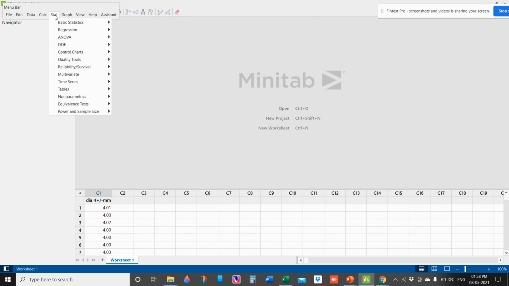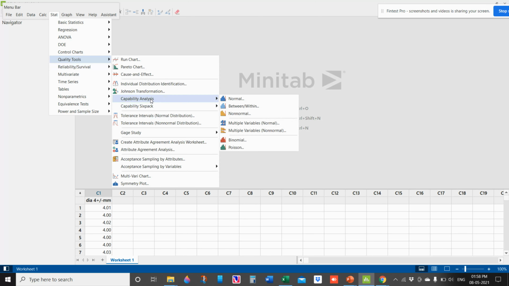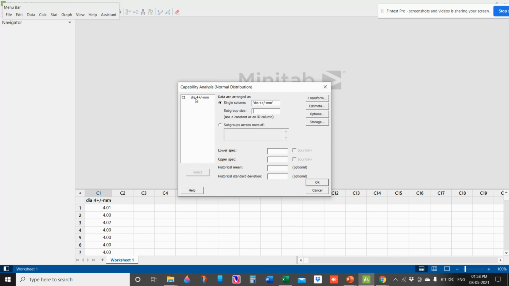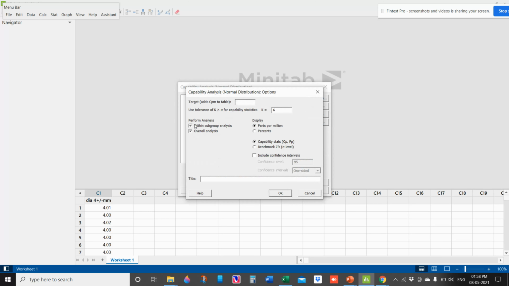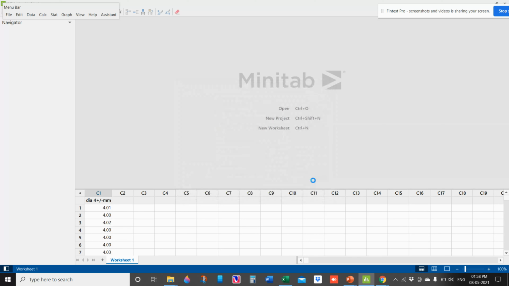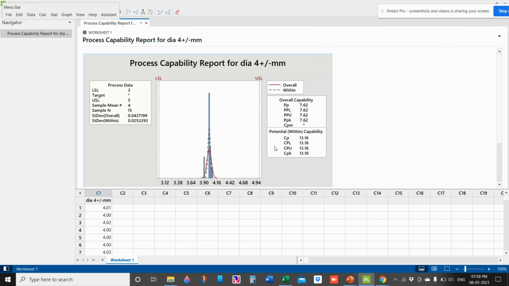Now go to Stat, Quality Tools, Capability Analysis. I'm assuming the data is normal and I'm selecting the data in a single column. Subgroup size I'll say 1. So what is a subgroup? At a time I went to the process and collected 10, 15 data points, therefore it is 1. Lower spec is 3, upper spec is 5, then historical mean is 4. Then you go to Options, select within subgroup analysis and overall analysis, say okay and say okay. So you will get the chart of CP/CPK.